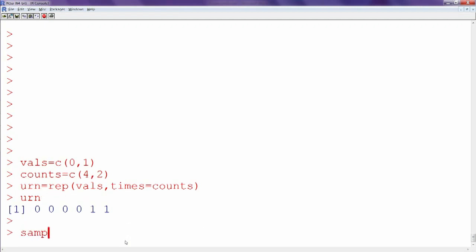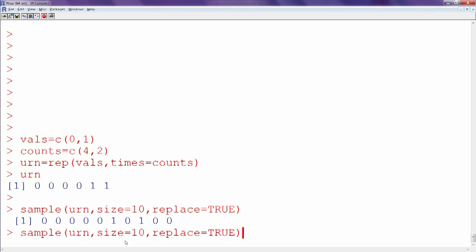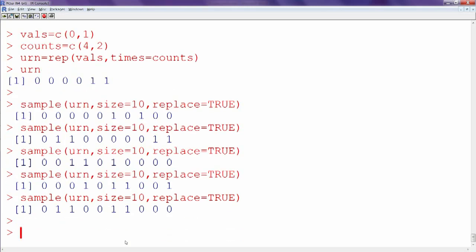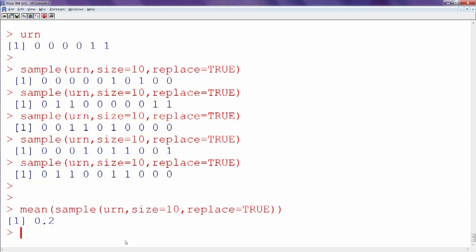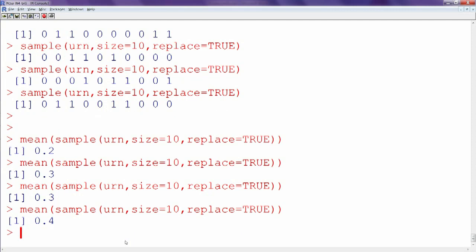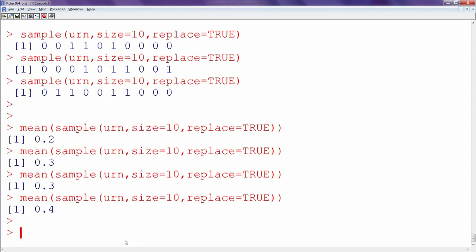To draw from the EARN, I can use the sample function. The size argument indicates how many draws you will make, and the replace argument indicates whether the element drawn is replaced in between draws. Notice that each time I call this, I get a different outcome. And to count the proportion of ones, all I have to do is add these up and then divide by the number of draws, which is 10. That's actually equivalent to taking just the mean of the outcome from the sample. Again, I can get different answers because each time the sample is different.